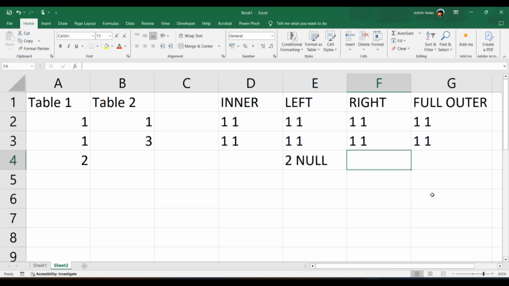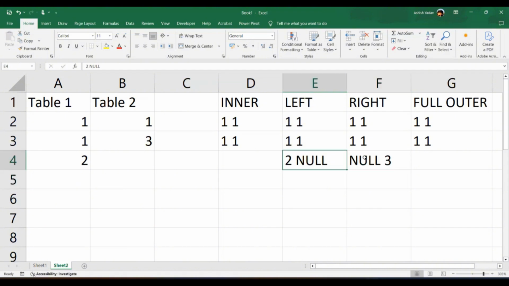Right join. Right. So now, what are the things which were not matched from the right side? 3 was not matched from the right side, right? But what is coming from the left side? Nothing. So nothing is coming from the left side and 3 is coming from the right side. So null 3 will be your answer in this case. Okay. 3 rows.